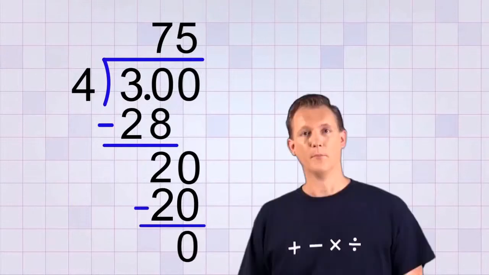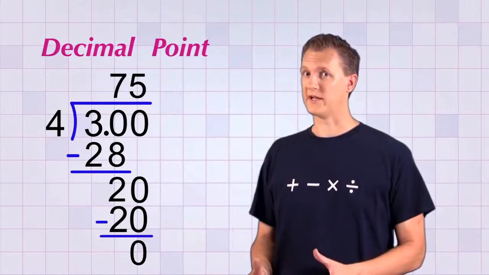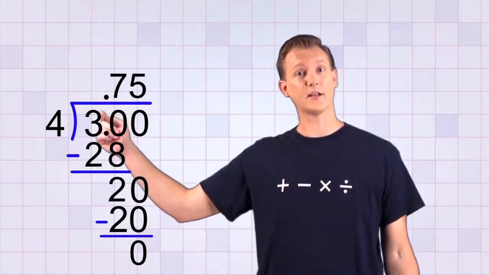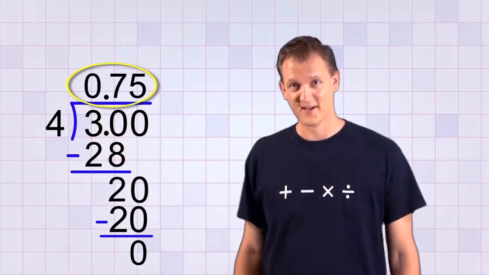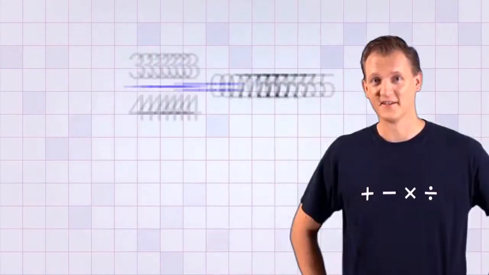Oh yeah. But don't forget, we need to include the decimal point in our answer. Now if you've kept your columns lined up like I have, you'll see that the decimal point goes right here, and that makes our answer 0.75. So the decimal value of 3/4 is 0.75. All right, let's convert one more the hard way. Let's find the decimal value of 1/3 by dividing 1 by 3.